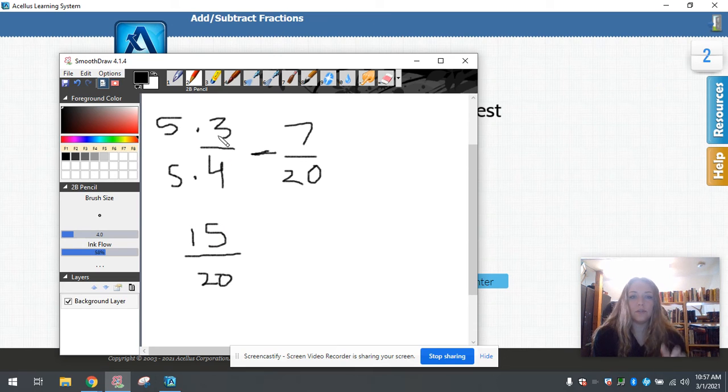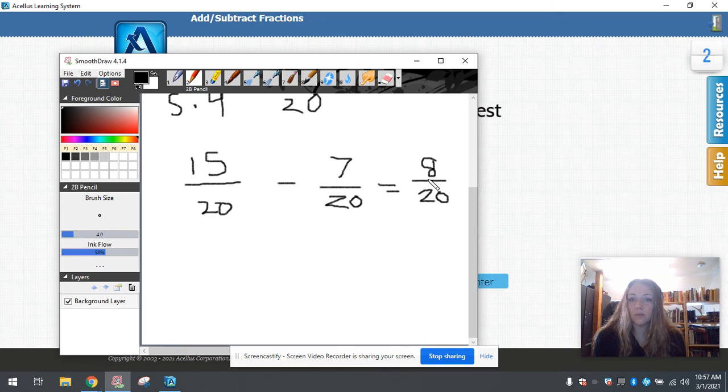What I've done is I've just made this fraction into higher terms, and now my denominators match, so I don't have to mess with my other fraction. It's just 7/20. So my denominator is 20, and I go 15 minus 7 is 8. 8 and 20 are both even, so I can divide them both by 2 to reduce my fraction. 8 divided by 2 is 4. 20 divided by 2 is 10.